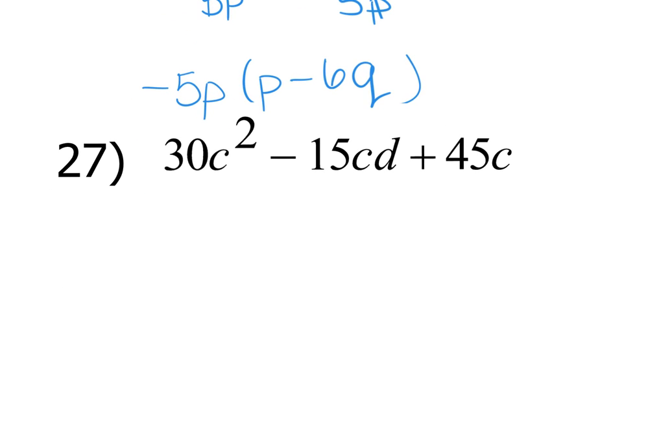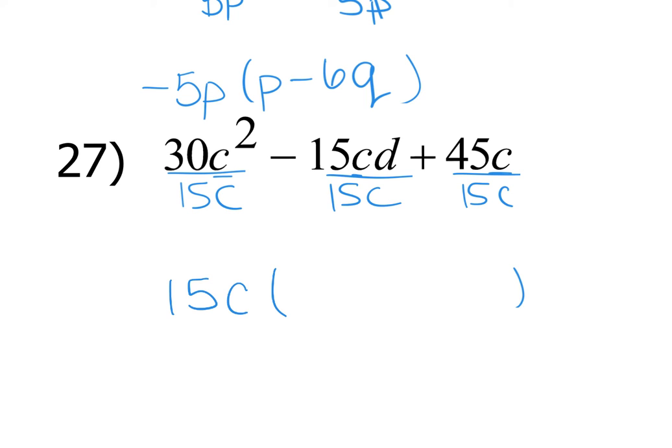Number 27, the GCF for 30, 15, and 45 is 15. And then they all have at least one c that we can take out. So we'll be dividing each one of these by 15c. And when we do that, we'll have 2c left for the first term, minus d for the second term, and then plus 3 for the final term.